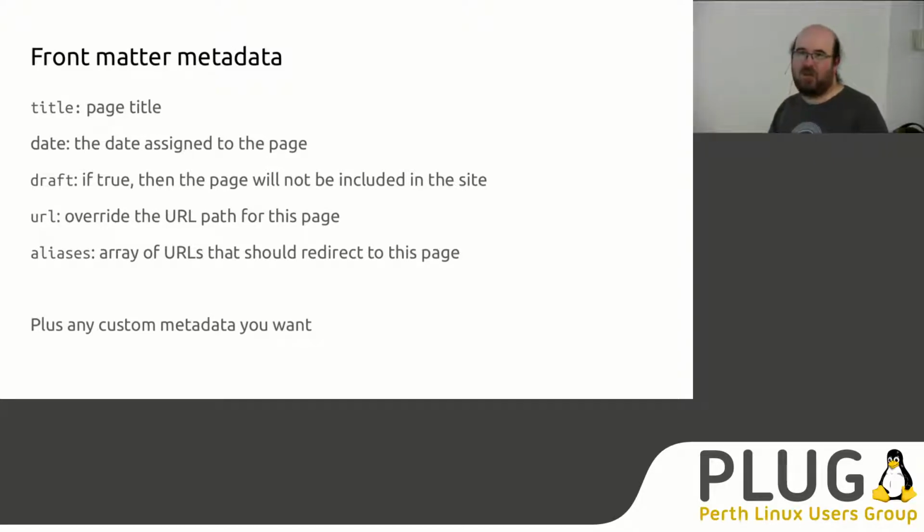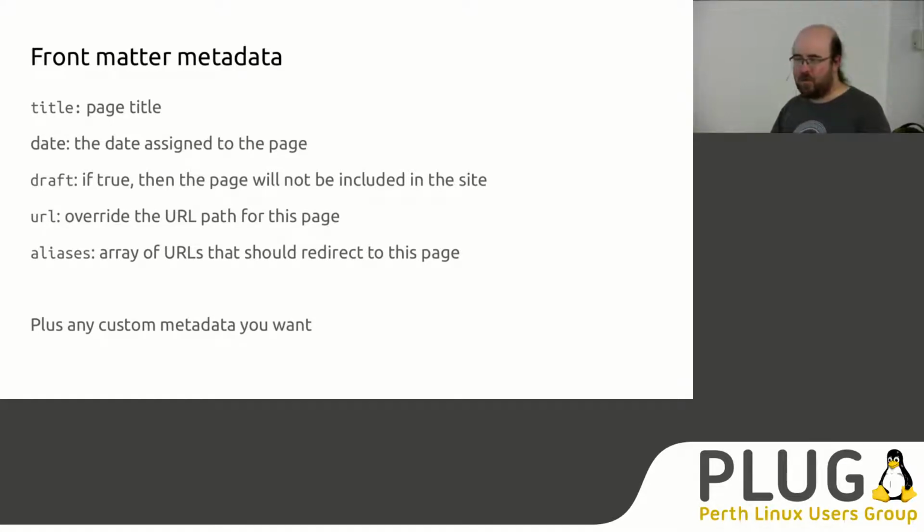You can have a draft flag, so if a page is set as a draft, then it's not going to appear on the website, which is useful if you've been working on something, you do want to commit it, but you're not ready for the public to see it. You can also override what the URL of a particular page is, rather than getting the default URL which Hugo assigns.